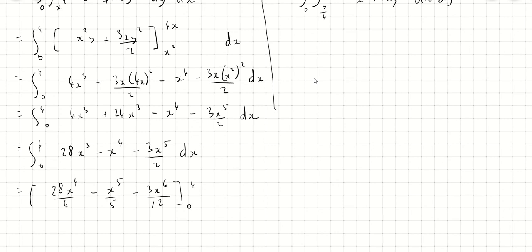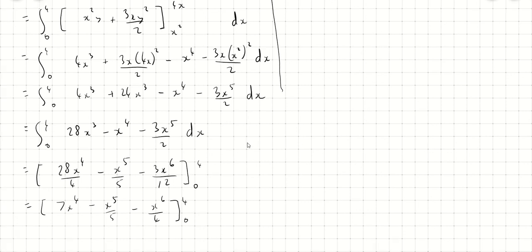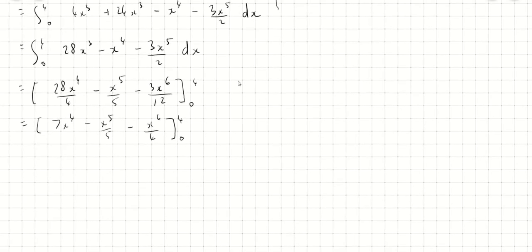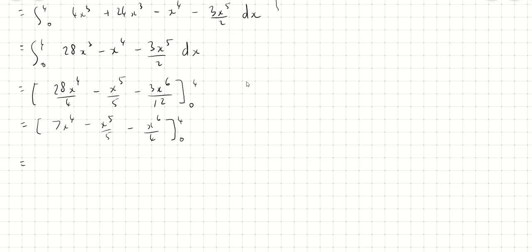Again, between 0 and 4. We can simplify this a bit. We get 7x to the 4 minus x to the 5 over 5 minus x to the 6 over 4 between 4 and 0. And now we just substitute in the upper and lower limits. The upper limit is 4, so we get 7 times 4 to the 4 minus 4 to the 5 over 5 minus 4 to the 6 over 4. And then that's the upper limit, and we take away the lower limit. Well, the lower limit is 0, so whenever we substitute that into any of these terms, we just get 0.